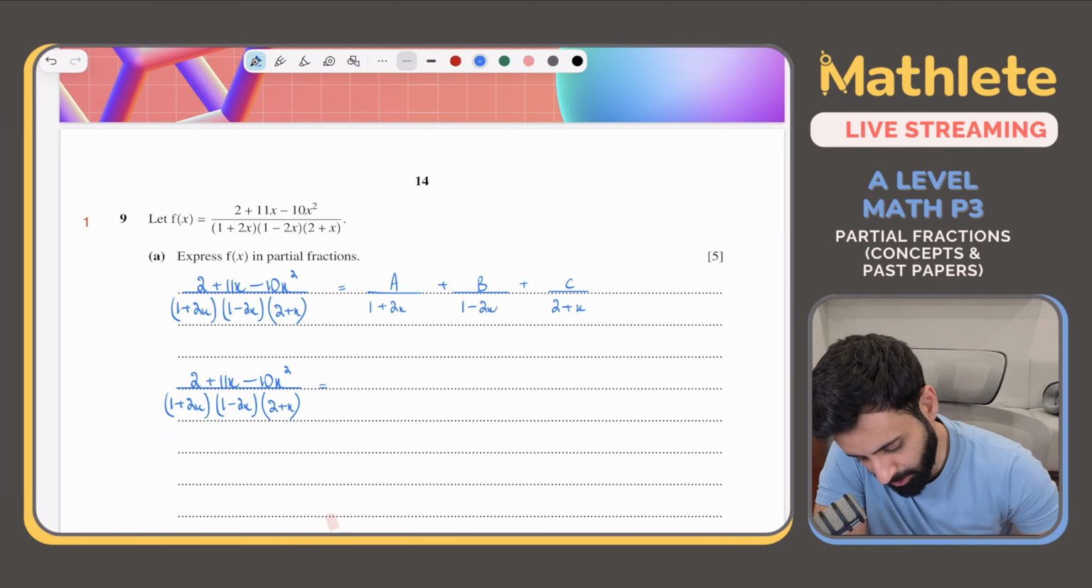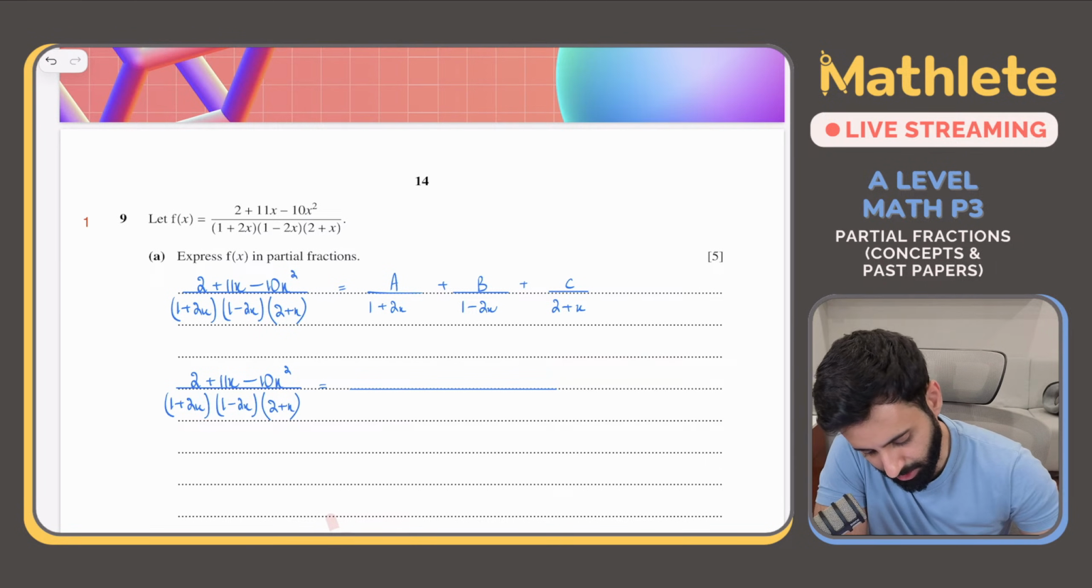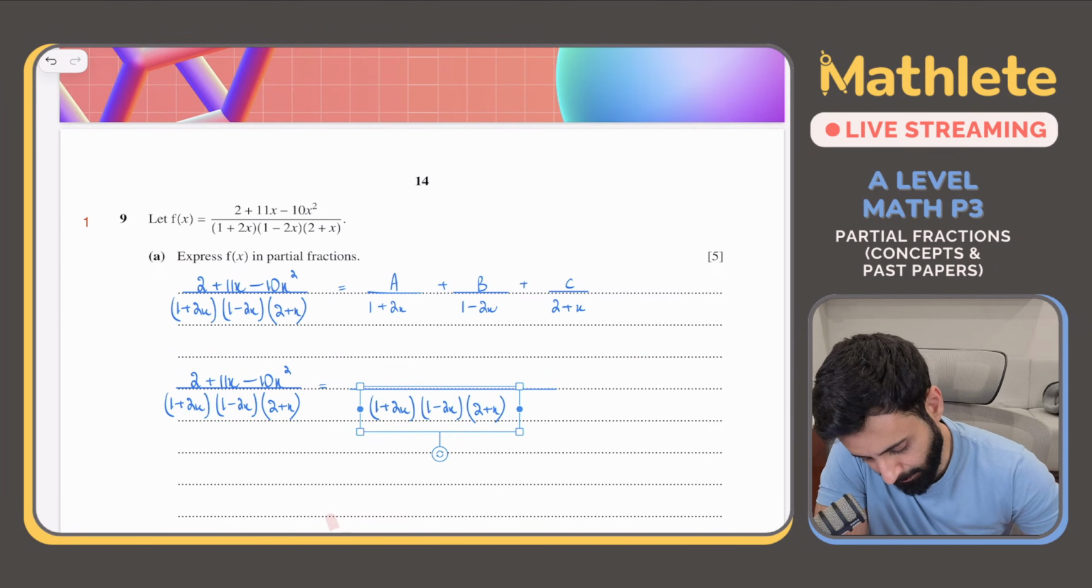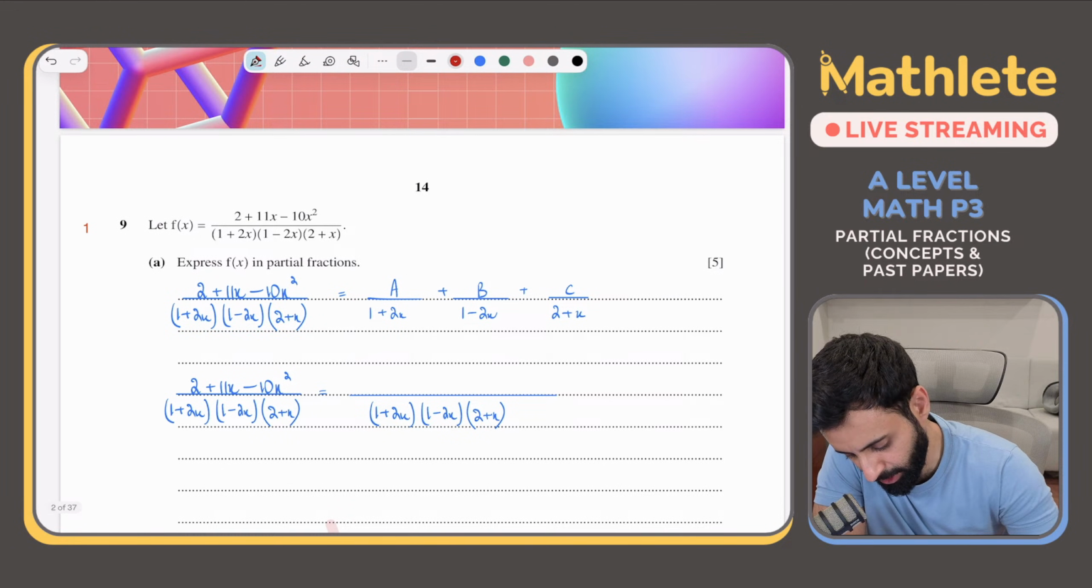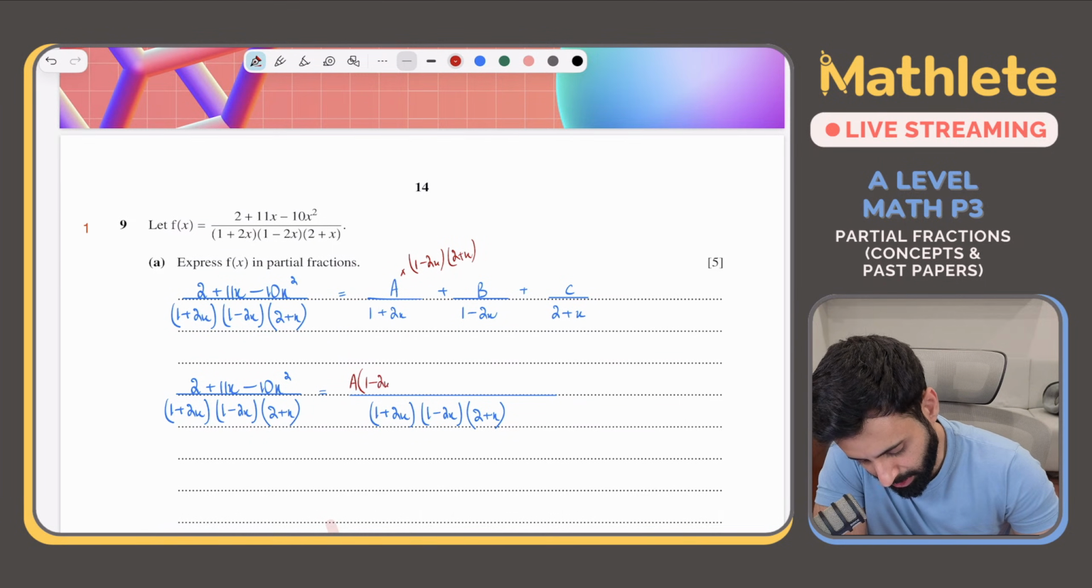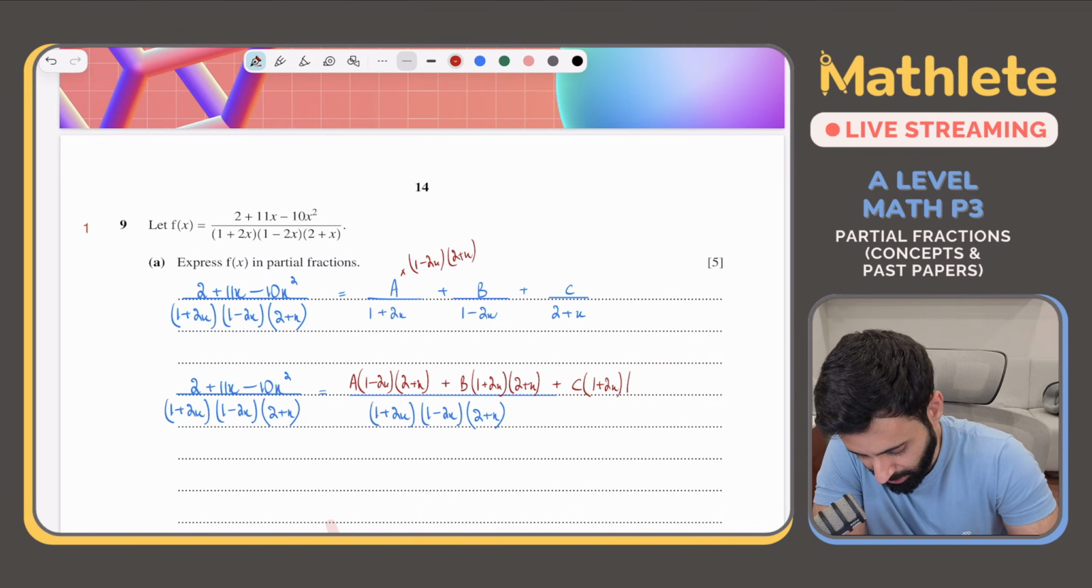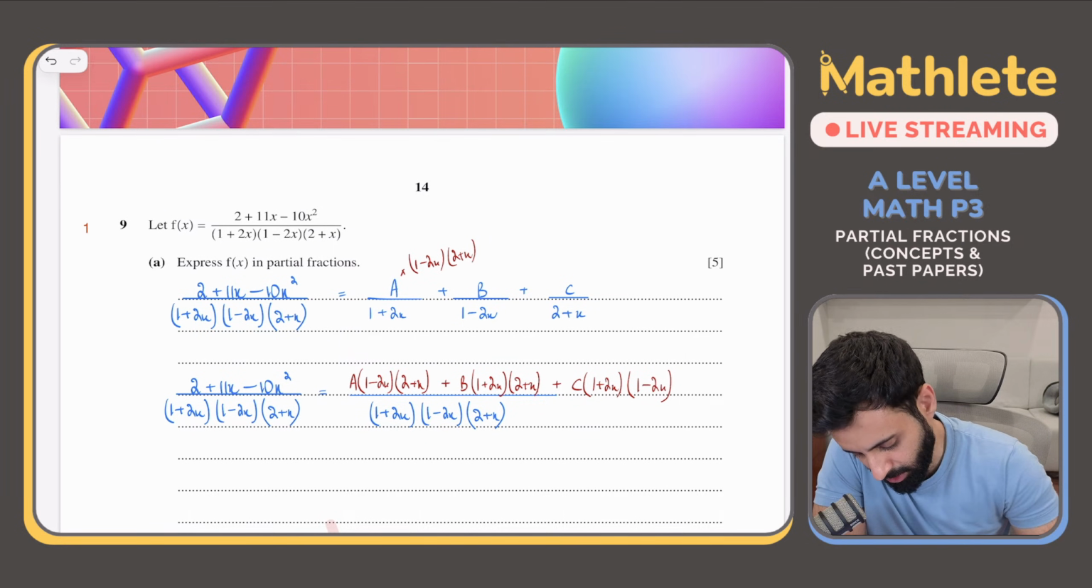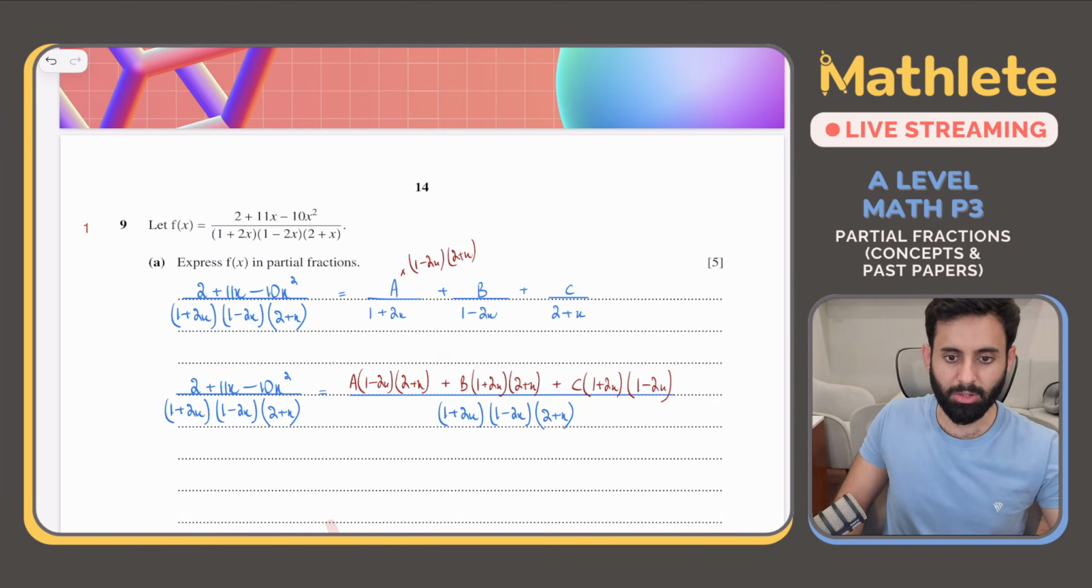This will be equal to the LCM, which is this right here. Now the question is, what do I need to multiply A with? A already has 1 plus 2x. That means I need to multiply it with 1 minus 2x and 2 plus x. So A gets multiplied with 1 minus 2x and also 2 plus x. B on the other hand already has 1 minus 2x, so I need to multiply it with the two remaining factors, 1 plus 2x and 2 plus x. And C already has 2 plus x, so I need to multiply this with 1 plus 2x and 1 minus 2x. Be prepared for a lot of working, and you will find that in questions related to partial fractions. It's common.